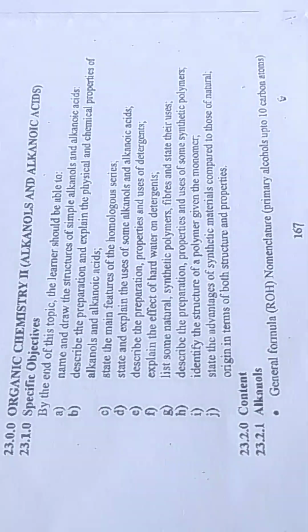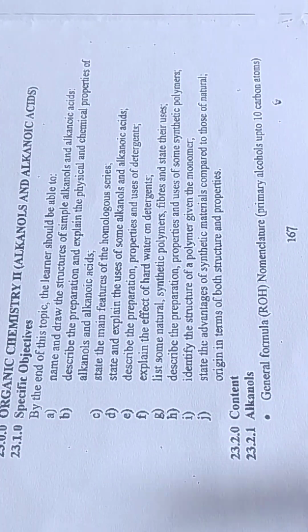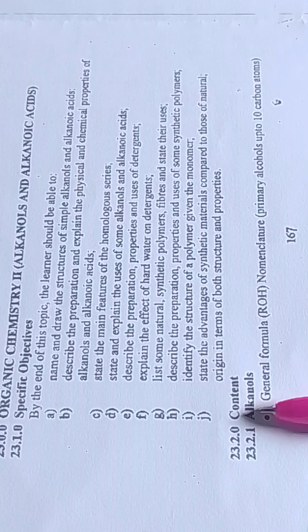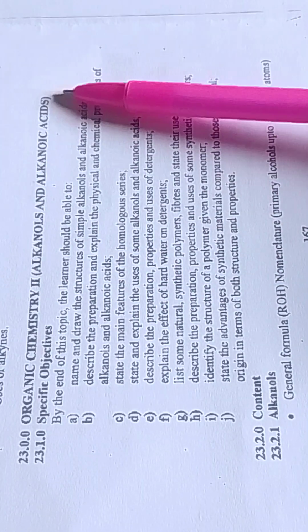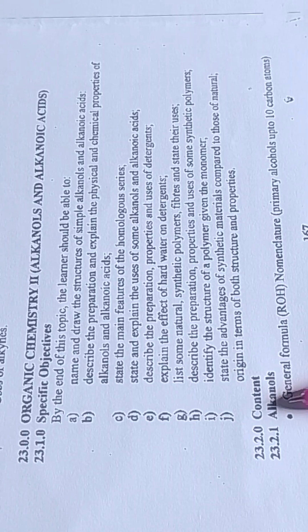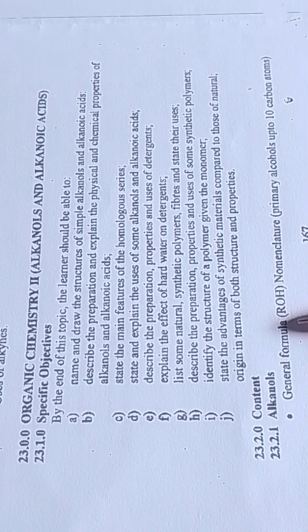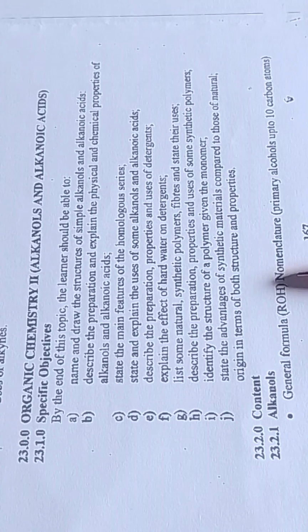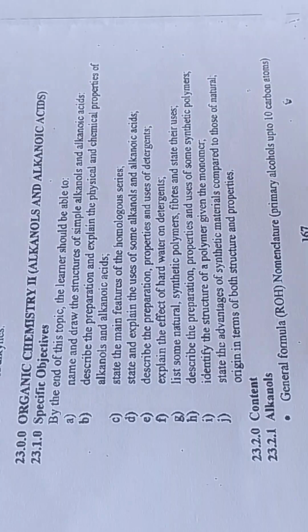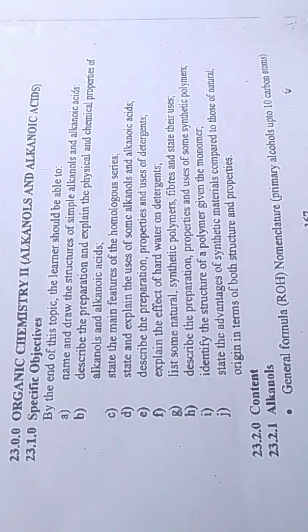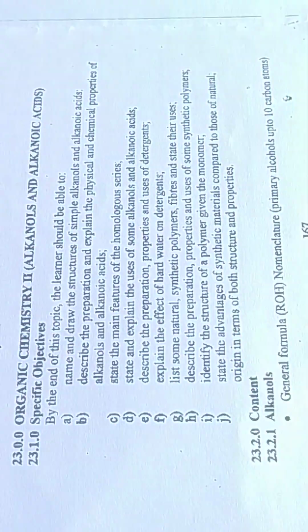Now, on to the content. Let's start from alkanols, because here, as you can see, we are discussing alkanols and alkanoic acids. Now start from alkanols. The general formula of alkanols is ROH, nomenclature of primary alcohols up to 10 carbon atoms. That's the general formula of alkanols, ROH.